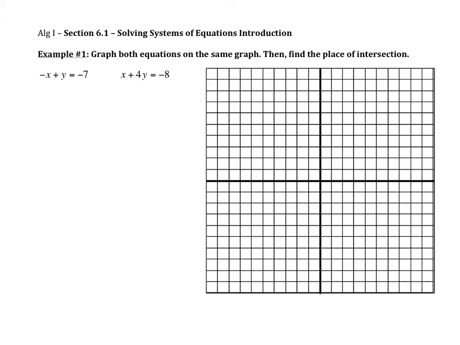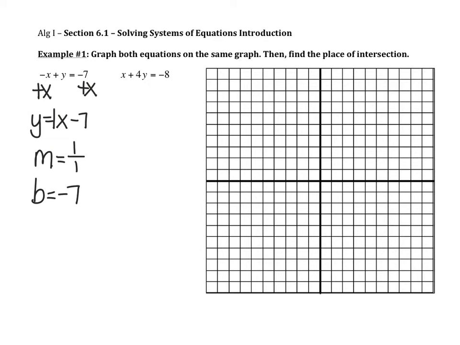Our first equation is negative x plus y equals negative 7. To get y by itself, I would add x to both sides. I would end up with y equals, I'm going to put the x first, x minus 7. The number in front of x is a 1 since there's nothing there, so our slope is 1. And remember, you always want slope as a fraction, so I'm going to write it as 1 over 1. And the y-intercept is negative 7.